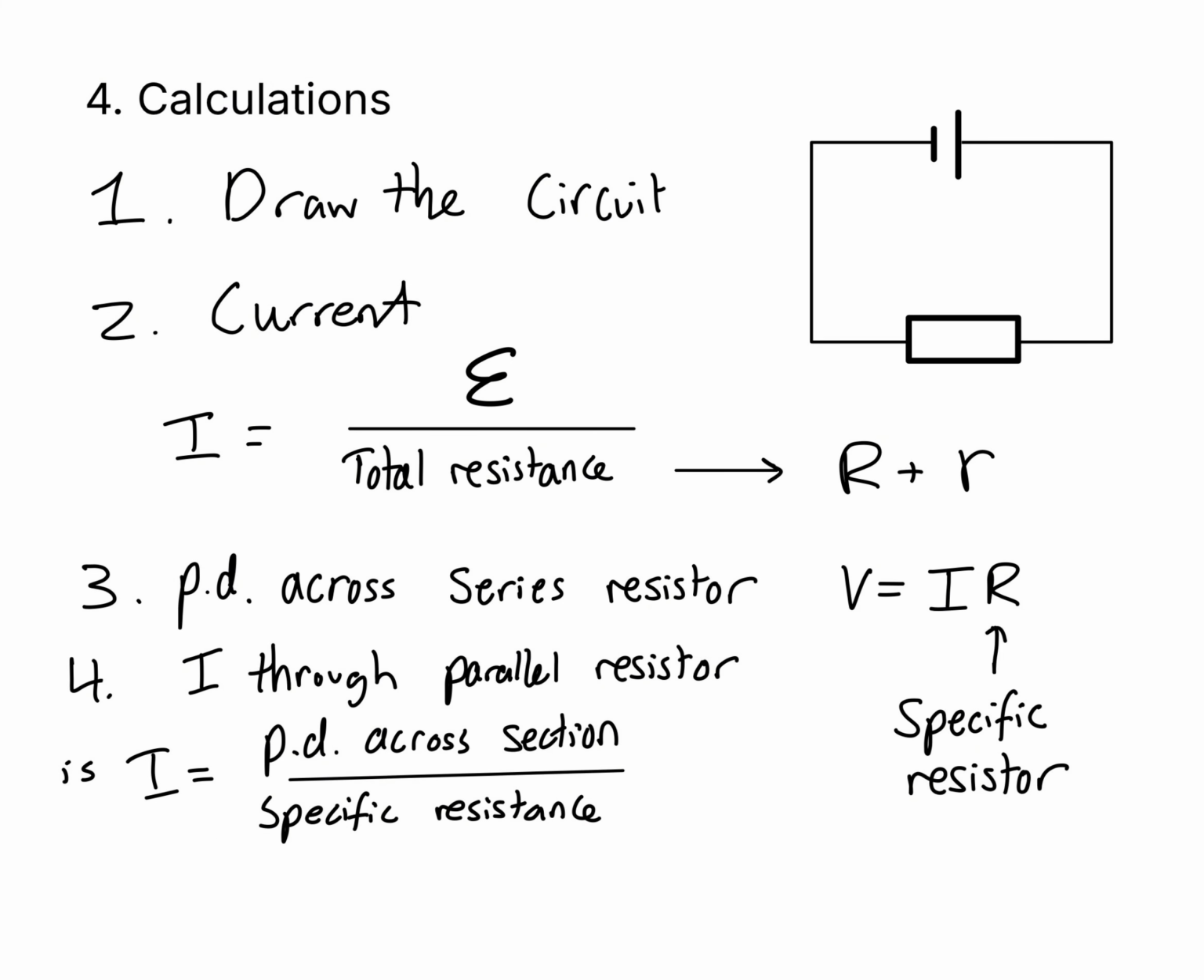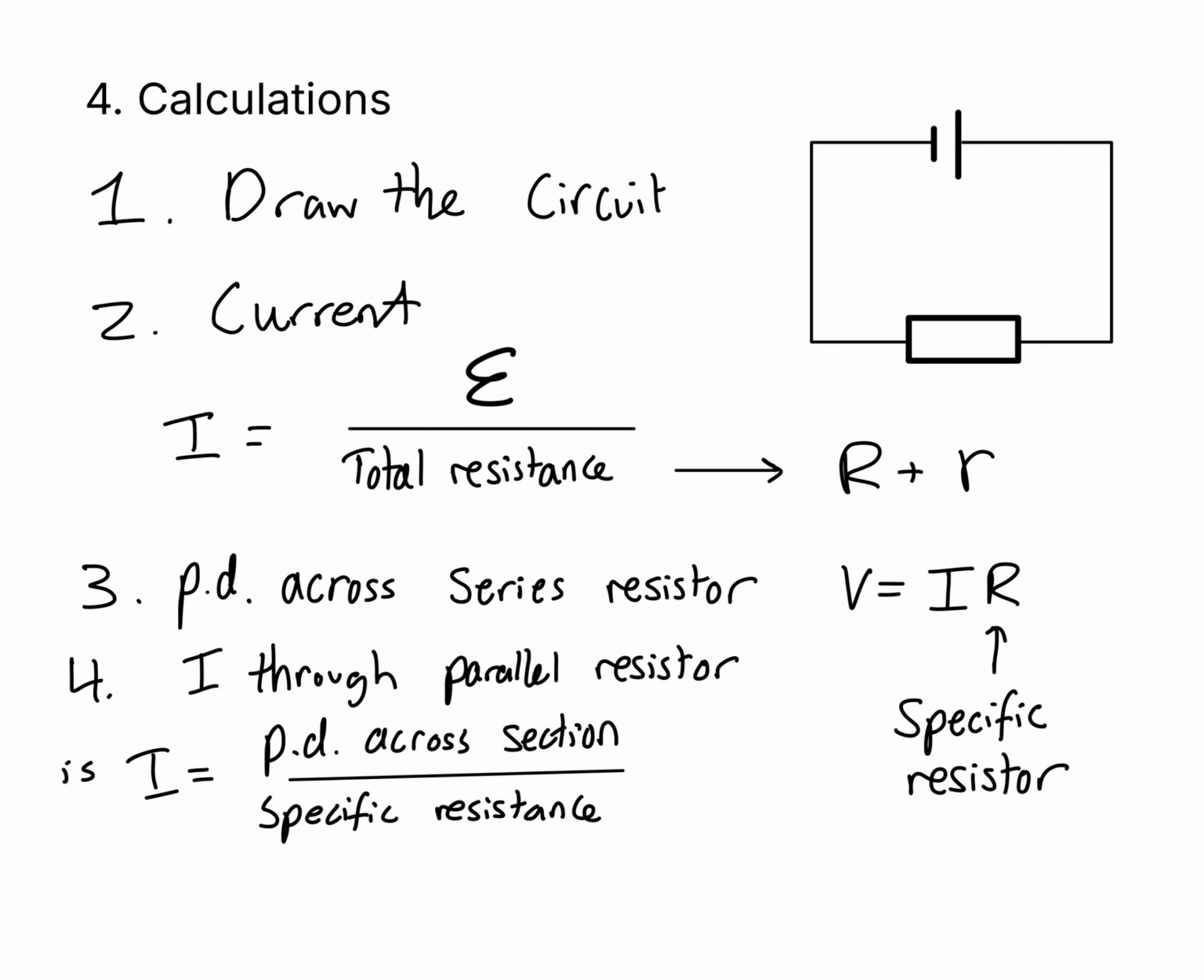These calculations often look intimidating, but they always follow the same 4 steps. 1. Draw the circuit, always. It makes it so much easier to understand what's happening. 2. Find the current, using epsilon divided by the total resistance of everything, and that total must include the internal resistance. Look at the system as a whole.